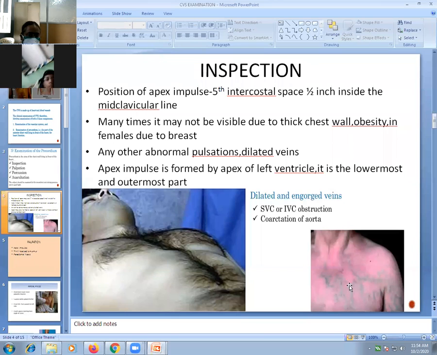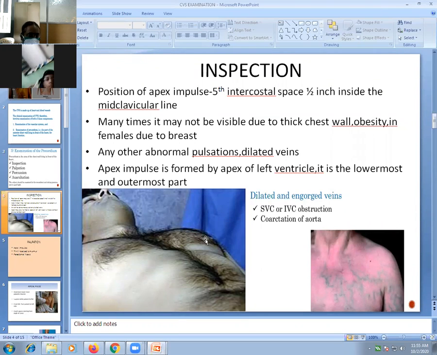Likewise, you have to count the intercostal spaces: second, third, fourth, fifth. If any pulsation is visible in this precordial area, particularly in the fifth intercostal space on the left side, that means it is the apical impulse. So in inspection of the precordium, the first point noted is whether the apical impulse is visible or not.